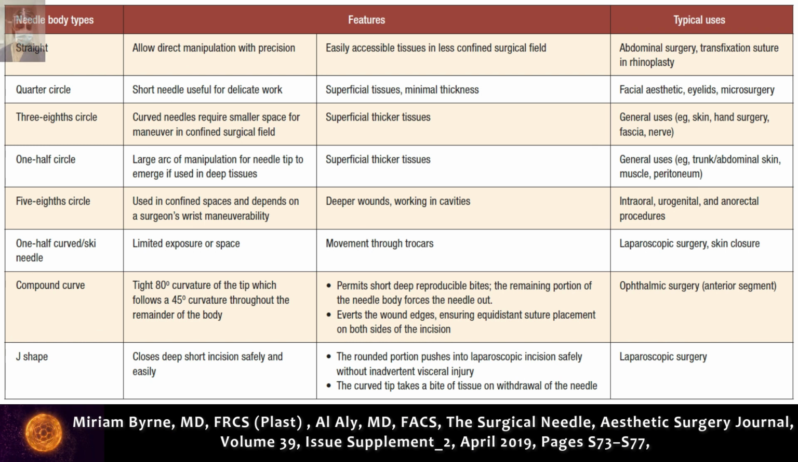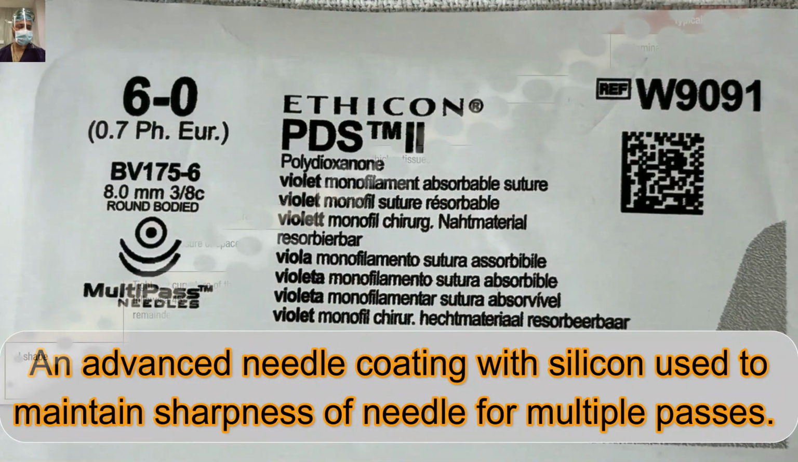The quarter circle needles are basically 1/4 circle. They are used for fine sutures like eyelid surgery and microsurgery. In general surgery, as such, we use mainly the half circle. These are for thicker tissue, generally like trunk, abdominal muscle and peritoneum. The J-shaped curve, basically the ski needles, are used more in laparoscopic surgery.